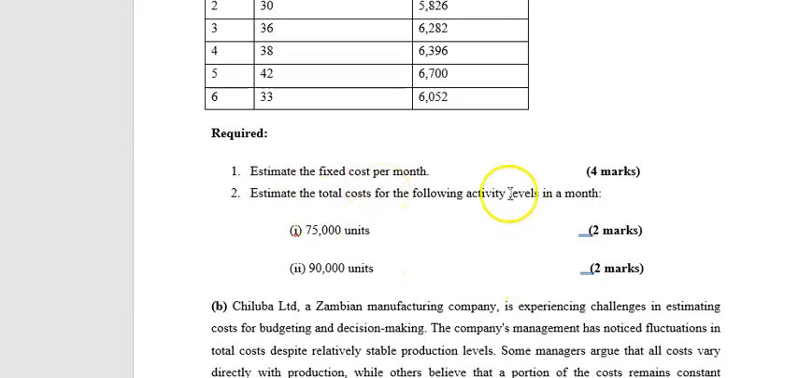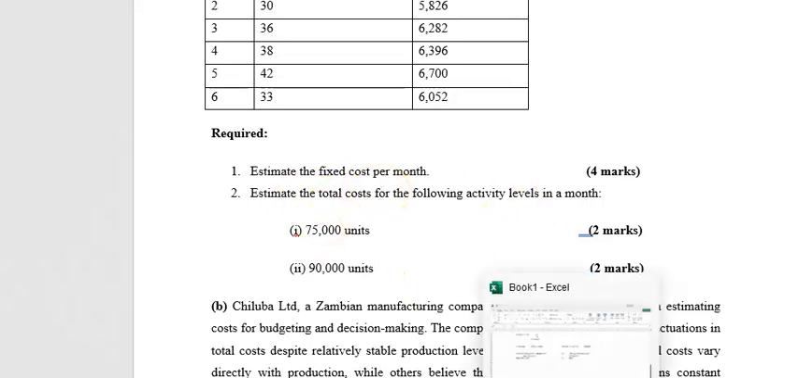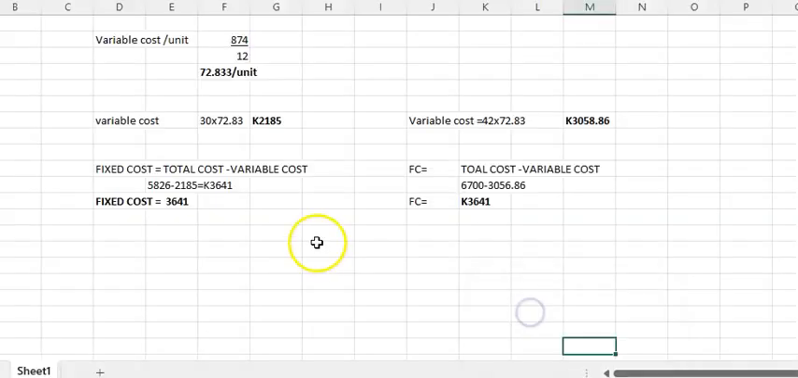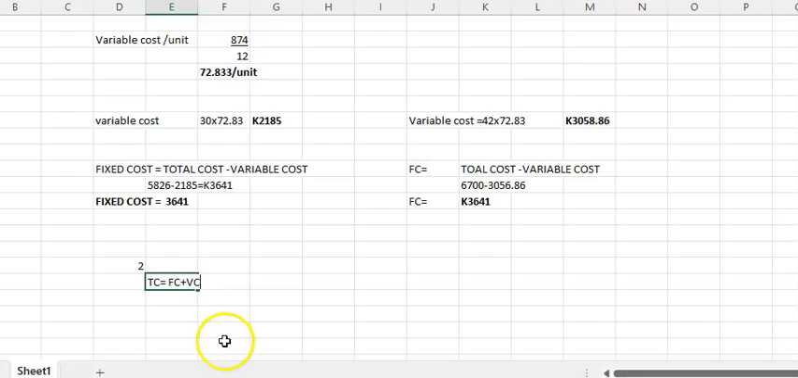So let's start with this question. We want to estimate the total cost when the activity level is 75 and 90. One thing we need to understand, that's part 2 of this question. On part 2, they want us to calculate total cost. I'll use an abbreviation, permit me. Total cost is given as fixed cost plus variable cost. Okay, that we understand.